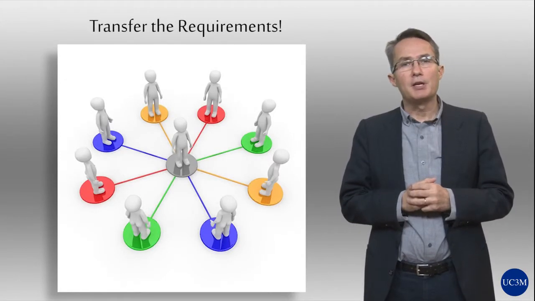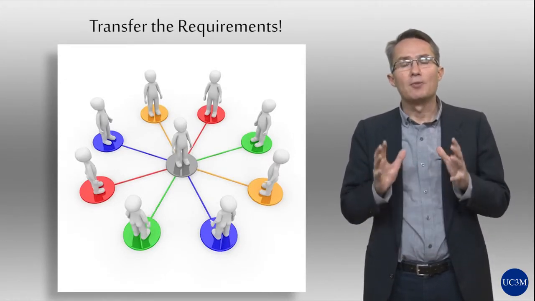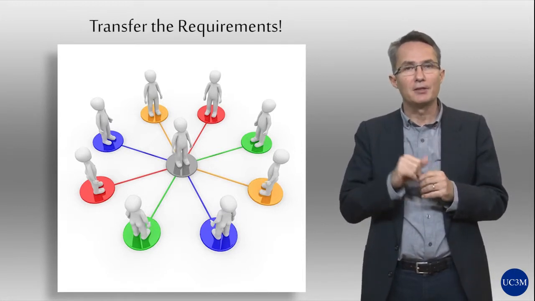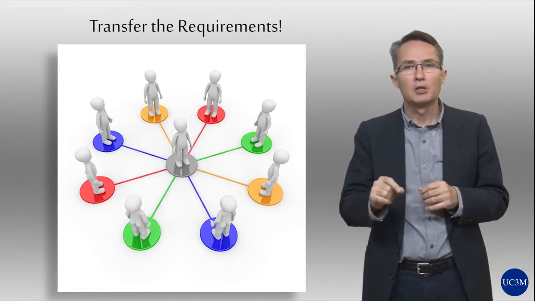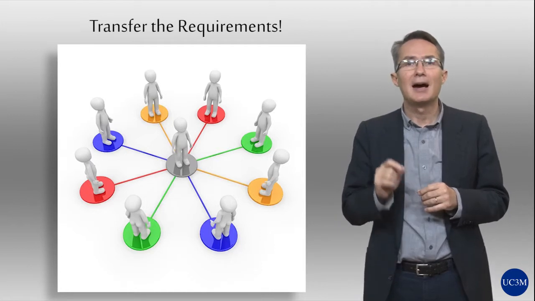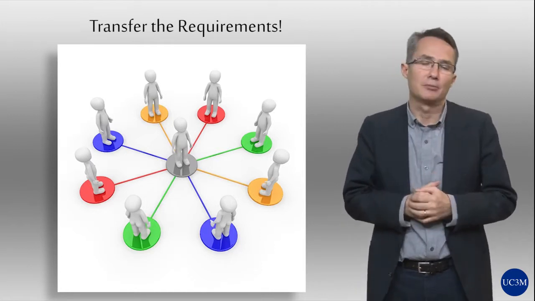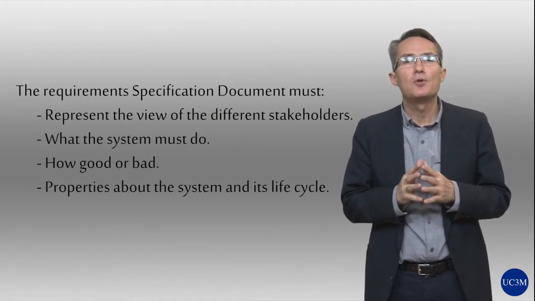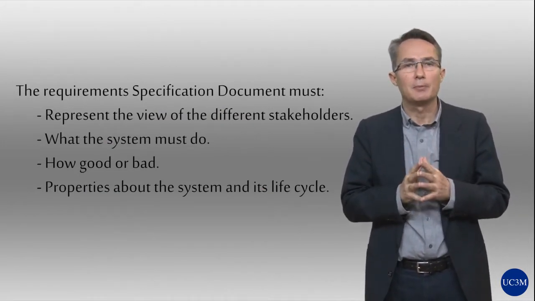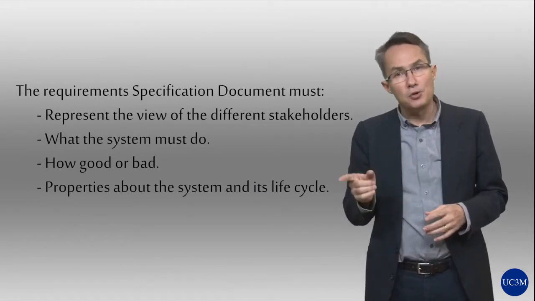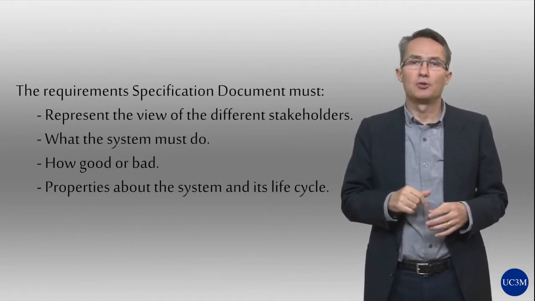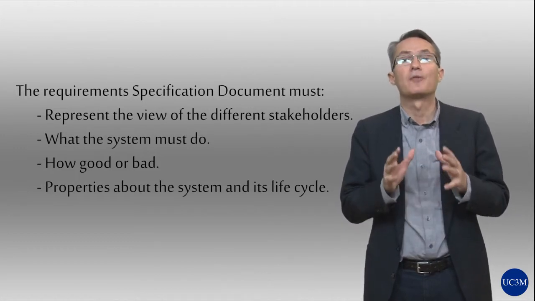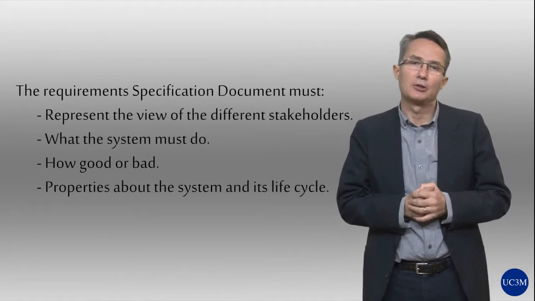However, the important issue for you is to remember that the requirements engineering process must transfer to the rest of the processes or activities an understandable specification of the system at its corresponding level of abstraction. This specification must represent the view of the different stakeholders about the system, or what the system must do, how good or bad it must do it, and some properties about the system, as well as its traversal along the next lifecycle stages.